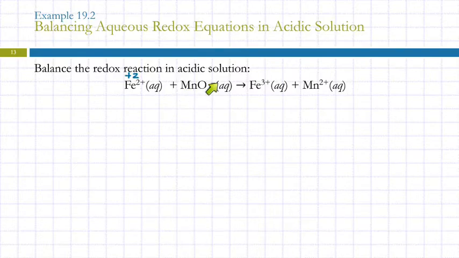MnO4 minus. Okay, there are 2 elements in there, so they each have their own oxidation state. There's 4 oxygens, and just like in an ionic compound where each of the ions has its own charge, each of the oxygens has its own oxidation state. They're all going to be the same, but they each have an oxidation state. So we've got manganese and we've got oxygen, and we know it has to add up to -1, but we don't know what the manganese is doing.